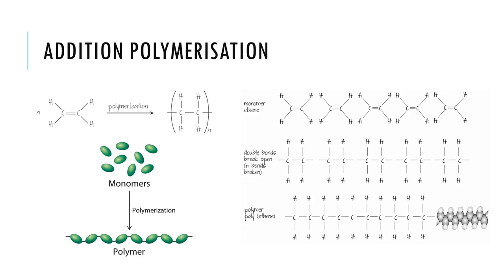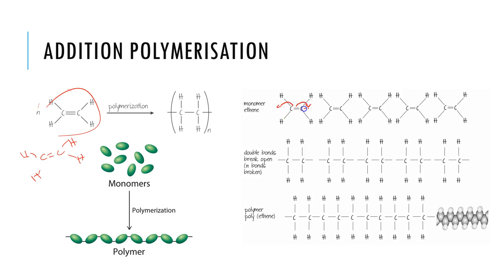So when we looked at addition reactions, we looked at things where we added things across a double bond of an alkene. Now what we're saying is if we take something with a double bond and put it into a container with lots more things with a double bond, we can actually add these monomers to each other across the double bond.